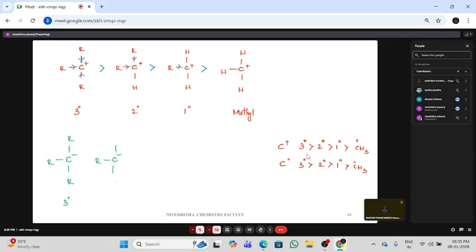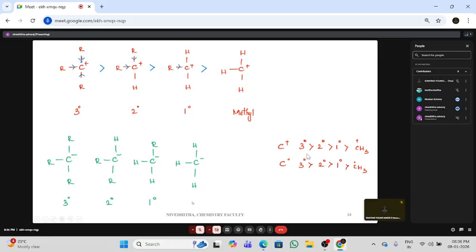Here it is attached with 2 R groups and 1 hydrogen. So it is secondary carbanion. Here the carbanion is attached with 1 R group and the rest of the bonds are filled with hydrogen atoms. So this is primary carbanion. A negatively charged carbon attached with 3 hydrogen atoms is methyl carbanion.